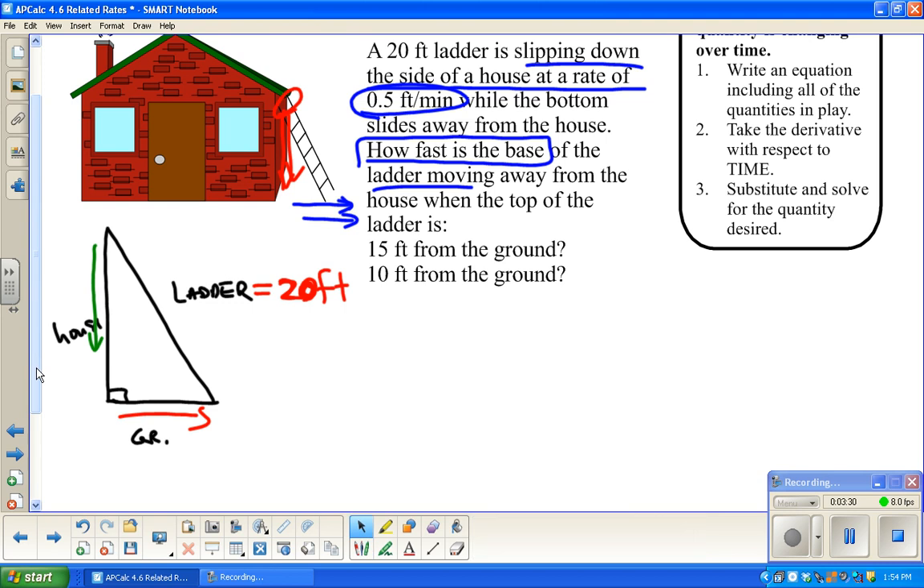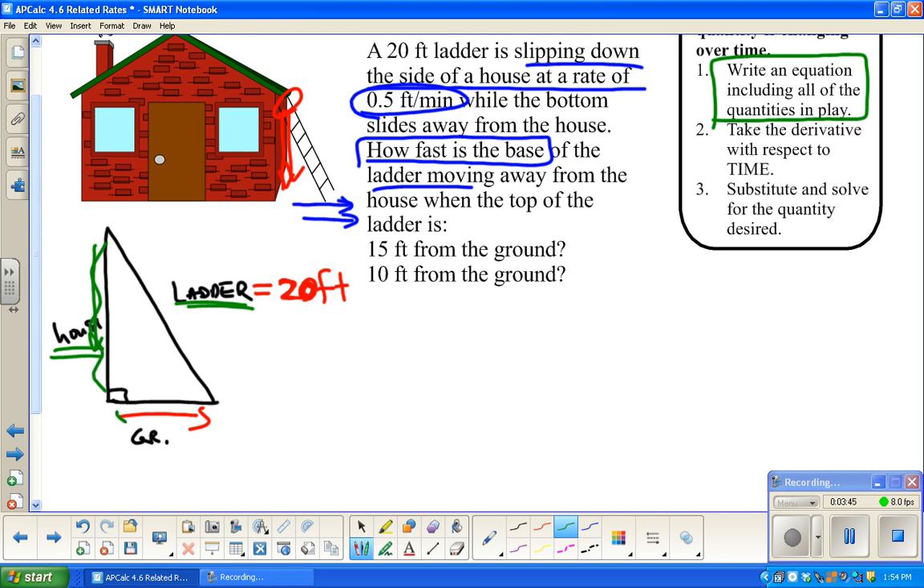So what we need is an equation that relates all of these things. Write an equation that relates the ladder's length, the height up the house, and how far away it is on the bottom. And the key is really this issue of that right angle. So this makes this a right triangle, which means I can use, you guessed it, the Pythagorean theorem.